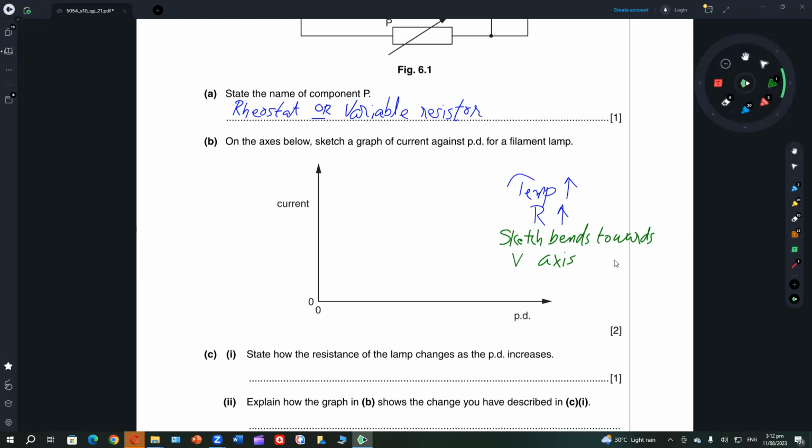Temperature increases, resistance increases, and sketch should be bending towards voltage axis. So I am going to draw the sketch. This is the sketch. The sketch is bending towards the voltage axis.